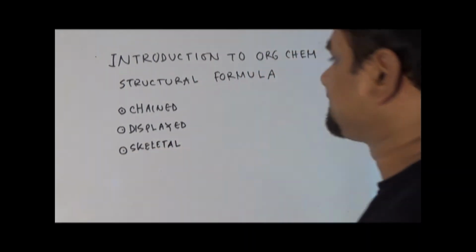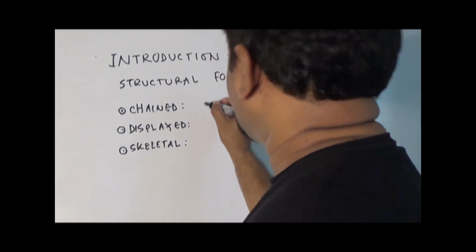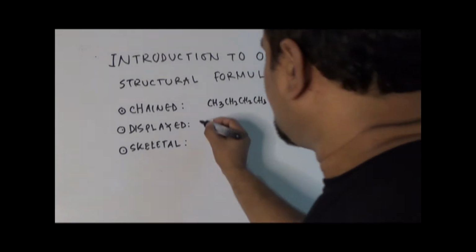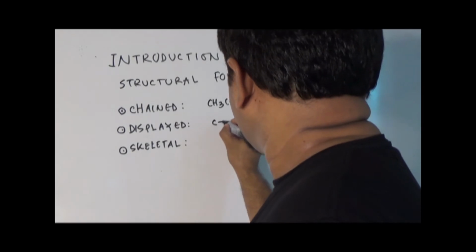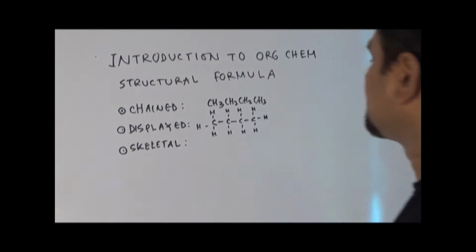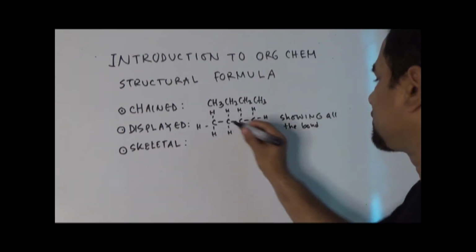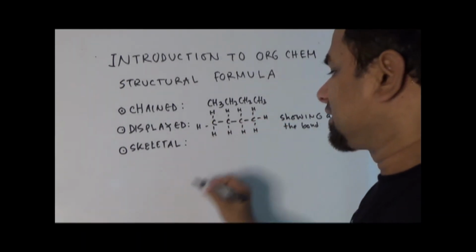Structural formula, where we show the actual number of atoms. This is the chain structural formula. Displayed formula shows all the bonds. If you show the displayed formula of this one, with 4 carbons, this is displayed, showing all the bonds. We have shown here carbon-carbon single bonds and carbon-hydrogen single bonds.